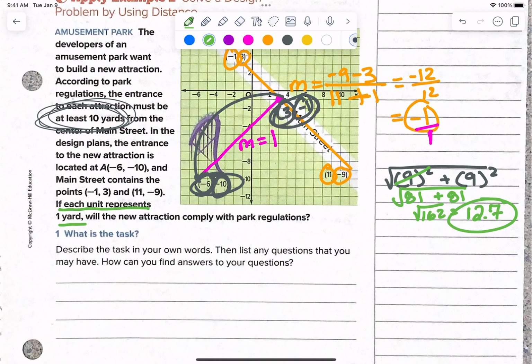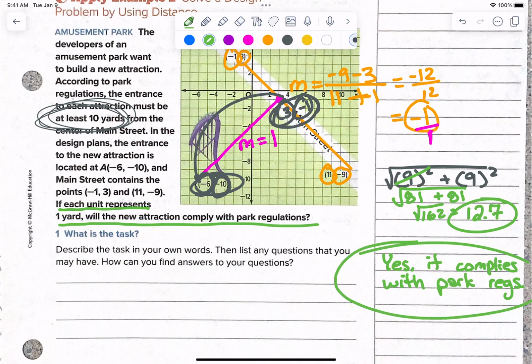Now, what were they asking? If each unit represents 1 yard, will the new attraction comply with park regulations? What was our regulation? At least 10. At least 10, yes. It complies. You know what comply means? Complies, that's the plural, with park regs. I think that's how you spell complies, C-O-M-P-L-I-E-S. Good? Happy with that? There we go.